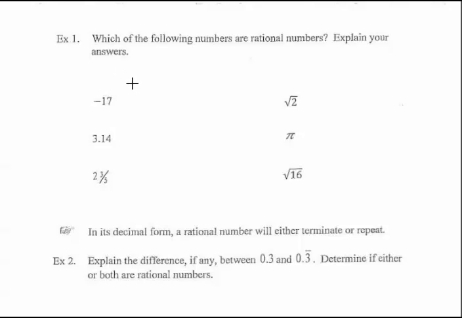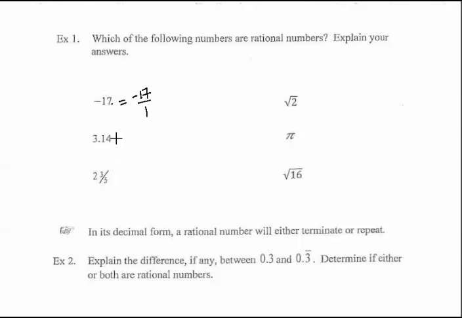Alright, now negative 17. It's an integer. 17 itself without the minus is a whole number. There's no 0.123 or any digits beyond the decimal point here. Now we just mentioned that a rational number is any number that can be written as a fraction with integer numerator and denominator. Negative 17 can be written that way. We can write it as negative 17 and put a 1 in the denominator.